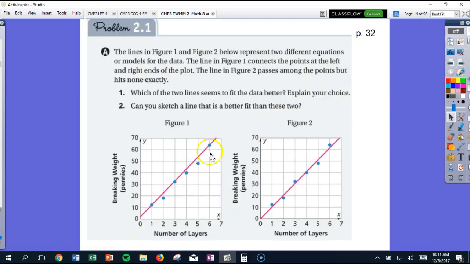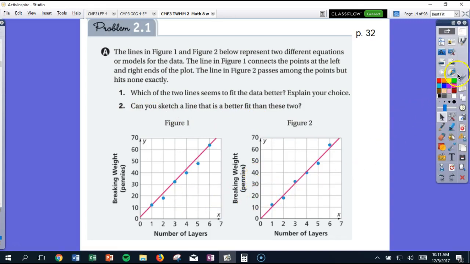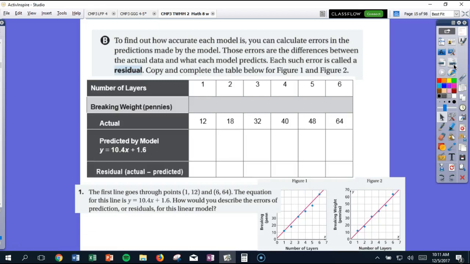Down here in part A of the problem, they've drawn two different lines. Both of these graphs are the exact same. They've drawn two different lines of possible best fit, okay? It asks us which of the two lines seems to fit the data better and to explain your choice. And do you think that you could sketch a better line that's a better fit than these two? So that's the first part, A.